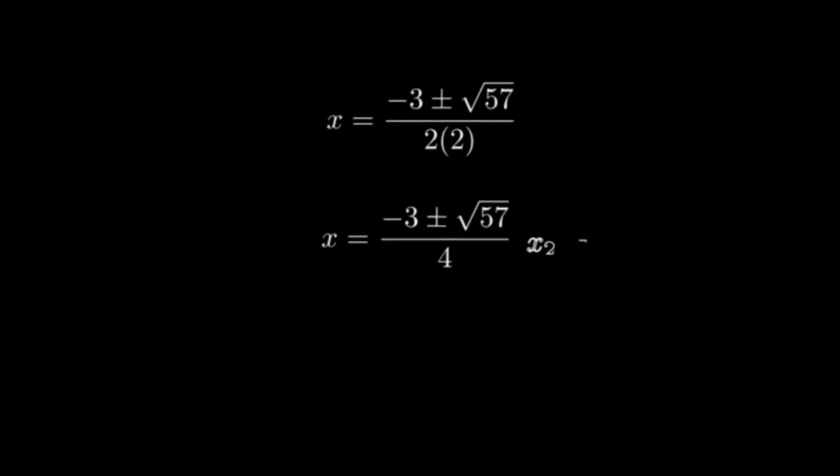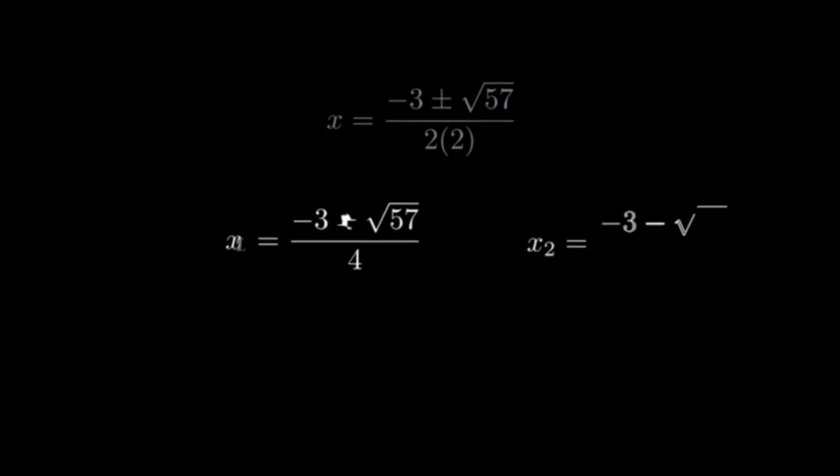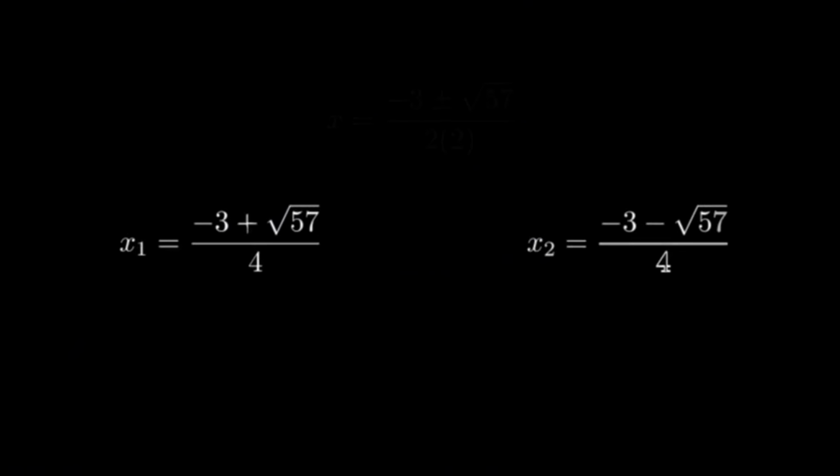The plus or minus symbol tells us that we have two distinct solutions to our quadratic equation. Let's separate them and call them x sub 1 and x sub 2. For x sub 1, we'll use the plus sign, and for x sub 2, we'll use the minus sign. To find the decimal values of our solutions, we first need to calculate the square root of 57.